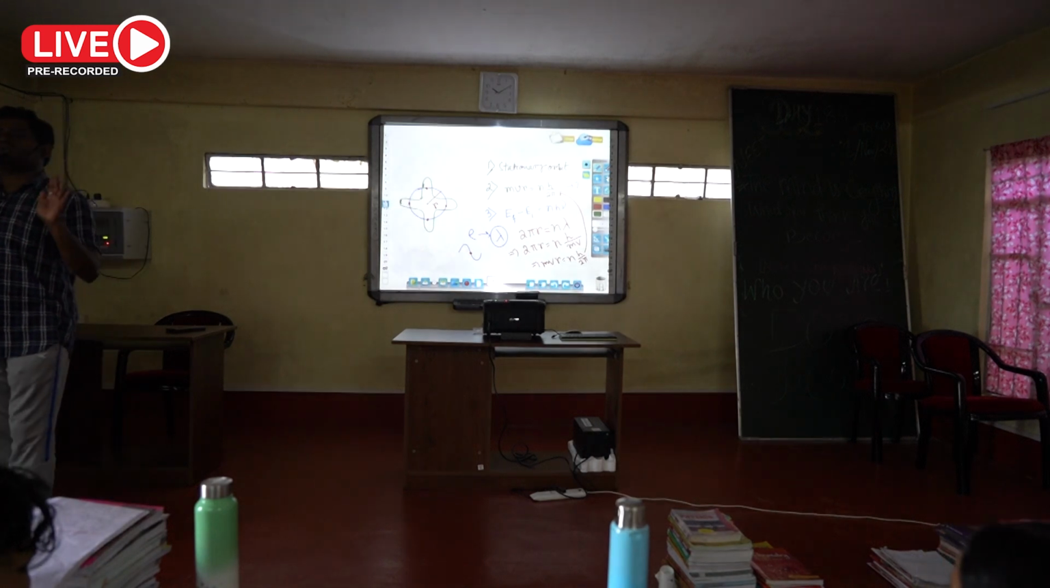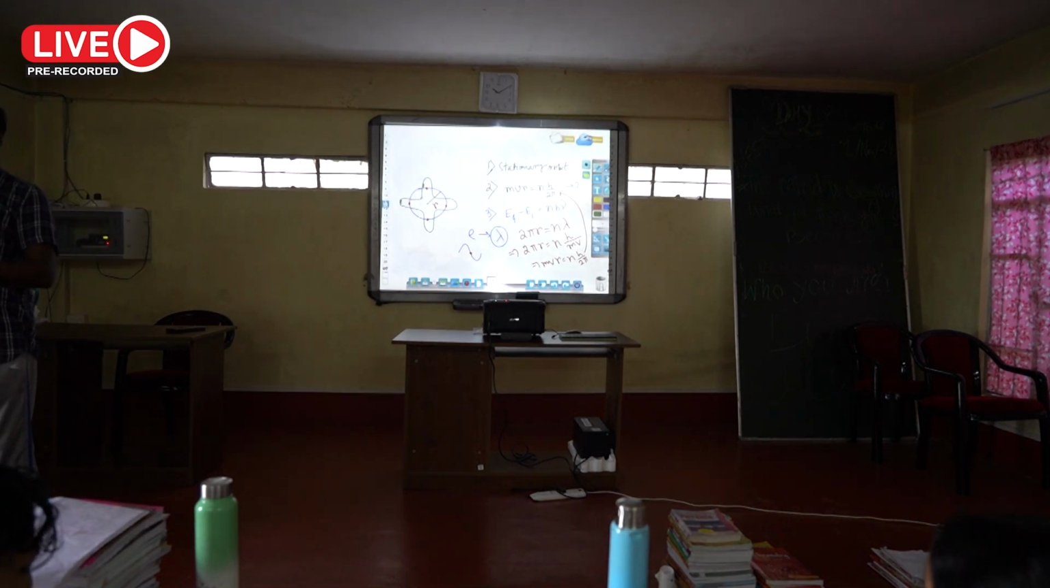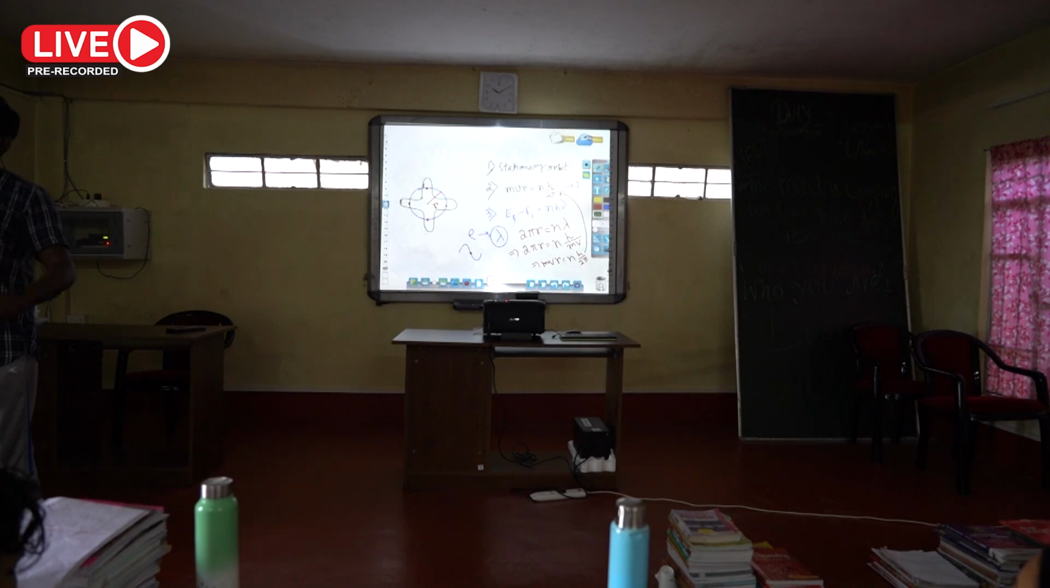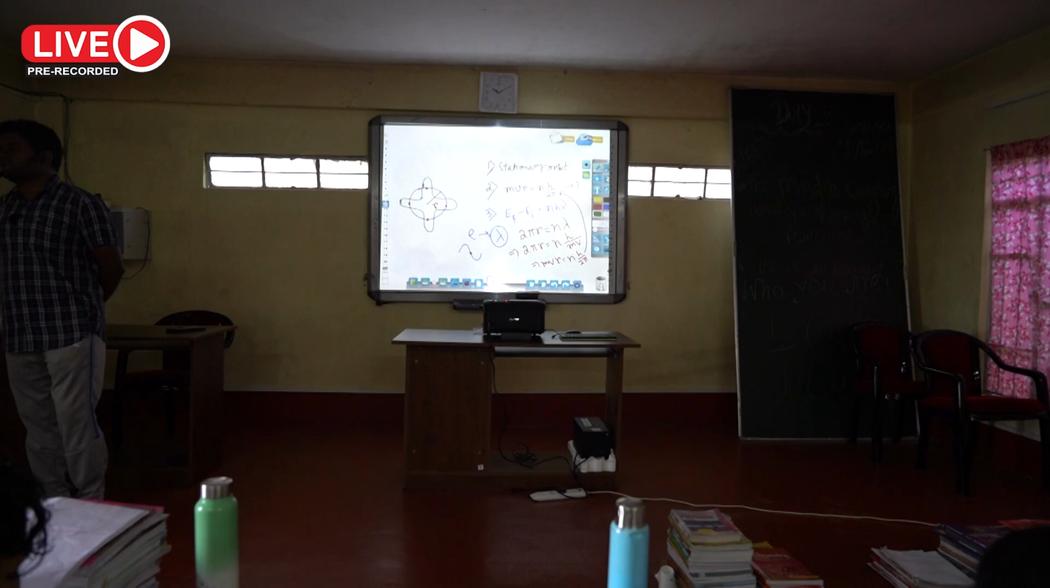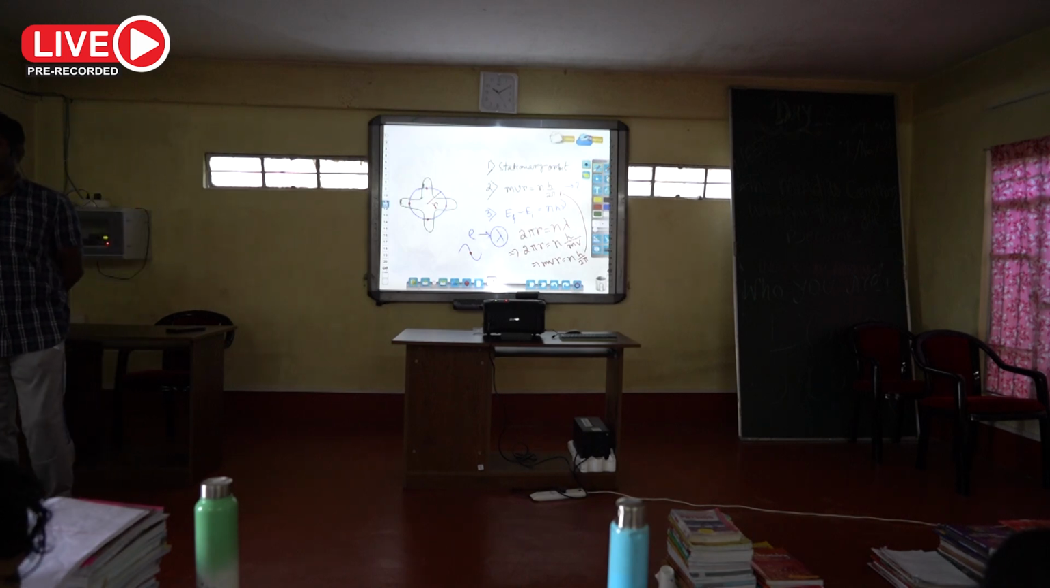Okay. Bohr model cannot explain these two effects. Means Stark effect, Zeeman effect, neither can be explained by the Bohr model.